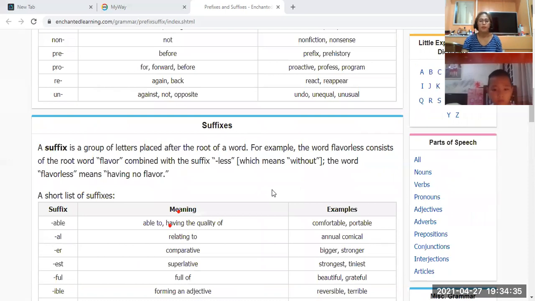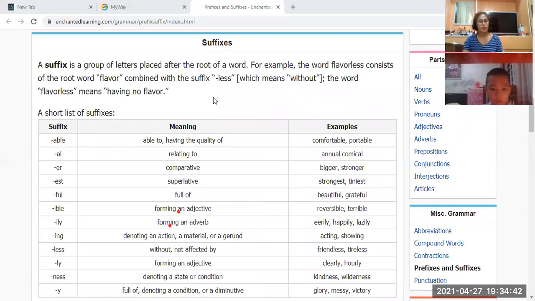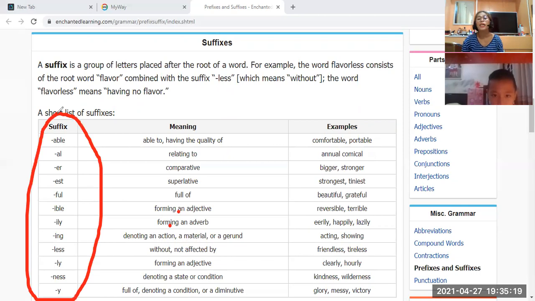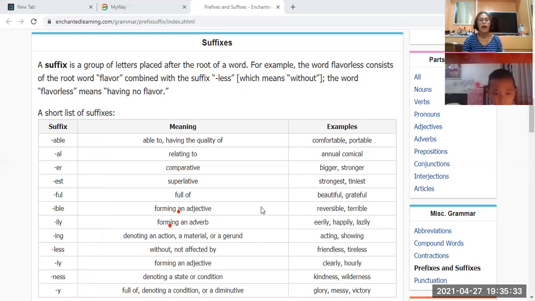Another one. What are suffixes? A suffix is a group of letters placed after the word. If a prefix is at the beginning, a suffix is at the end of the word. At the end of the word, we call it suffix. Look at these examples of suffixes.